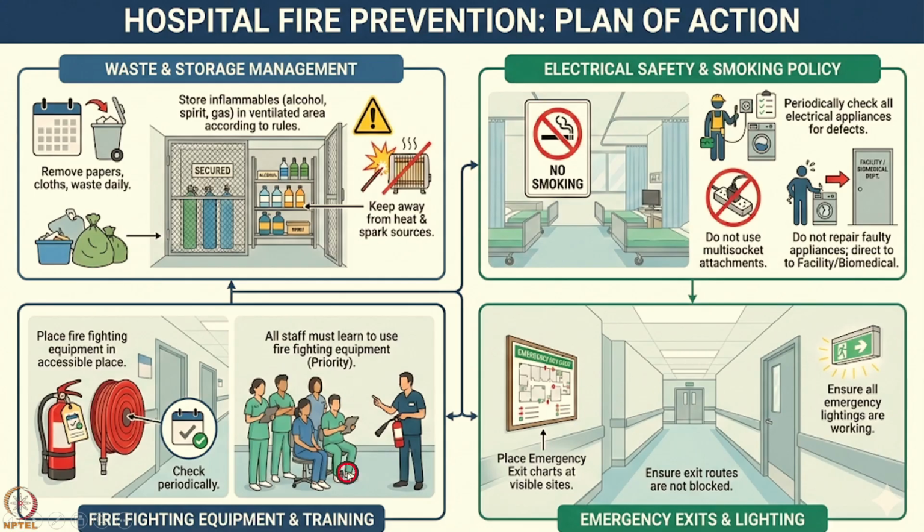Fire safety equipment and training is being emphasized over here, where fire safety equipment is placed in an accessible place and checked periodically. All staff must learn to use the fire safety equipment. Emergency exit and lighting, where the emphasis is on the signages and on the exit plan, and with respect to planning, ensuring the exit routes are not blocked, and the planning also emphasizes giving the directions for the fire exit.